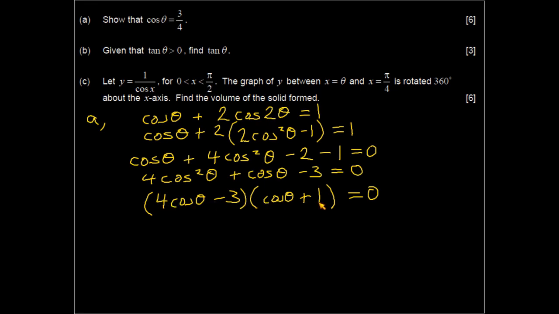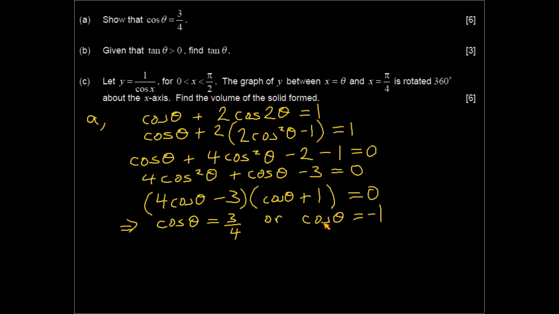4 times positive 1 would give me 4, and then minus 3 cos theta would give me the cos theta I need here. There's various ways you can go about factorising that. I'm not going to cover this here, but this would factorise into this. So it would follow that cos theta would equal 3 over 4, or cos theta would equal negative 1.